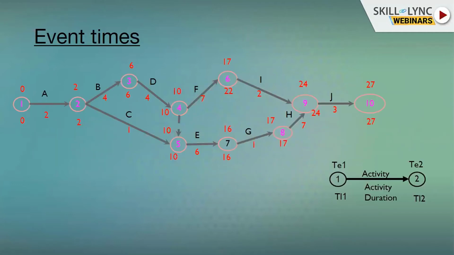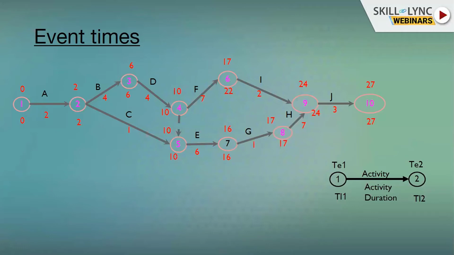Now this is a simple representation of event times. You can see over here in the black in the corner, I have given you a simple layout of what means what. The time written over the event is the earliest time, the one written below is the latest time.